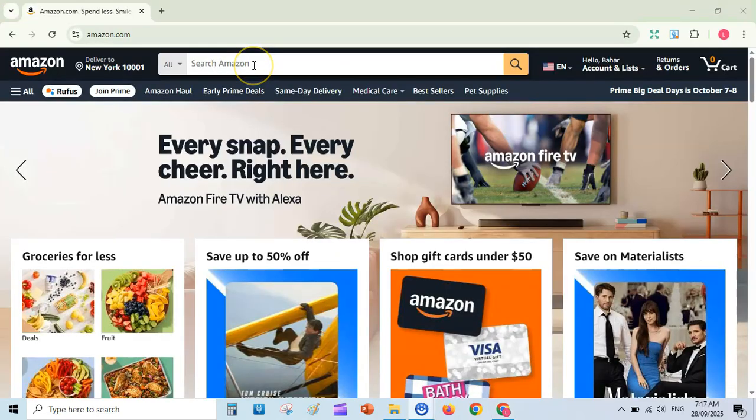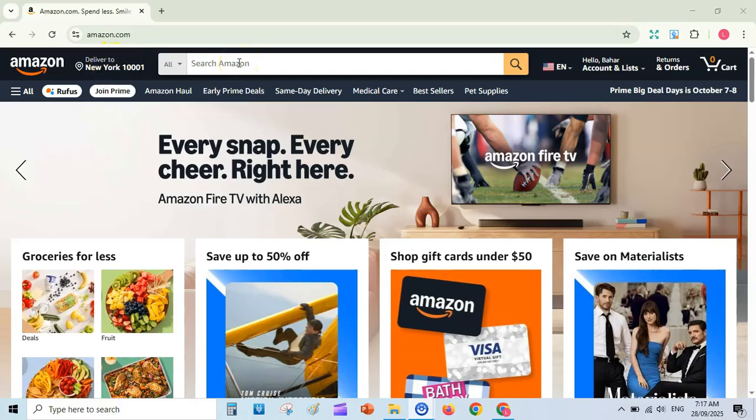Let's go. Here I am on amazon.com. You can also go to amazon.co.uk if you want to target that marketplace. Most of the time you will come to amazon.com. Here you need to change your delivery address to a US address if you want to sell to the US marketplace.